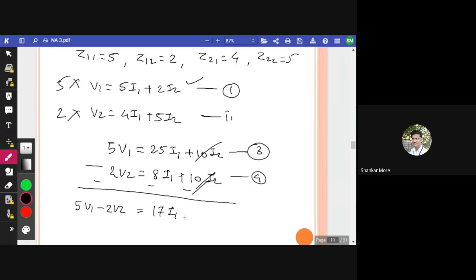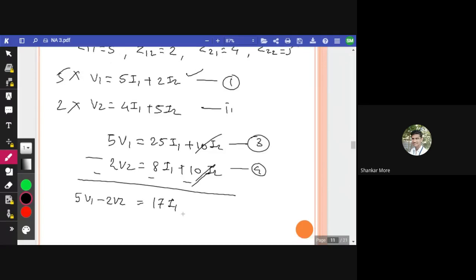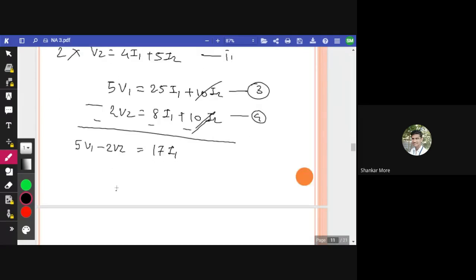Now it is almost in the structure, isn't it? We just have to shift this 17. So it will be I1 is equal to 5 by 17 V1 minus 2 by 17 V2. So H11 is equal to 5 by 17. H12 is equal to minus 2 by 17. Okay. So these are the H11 and H12.